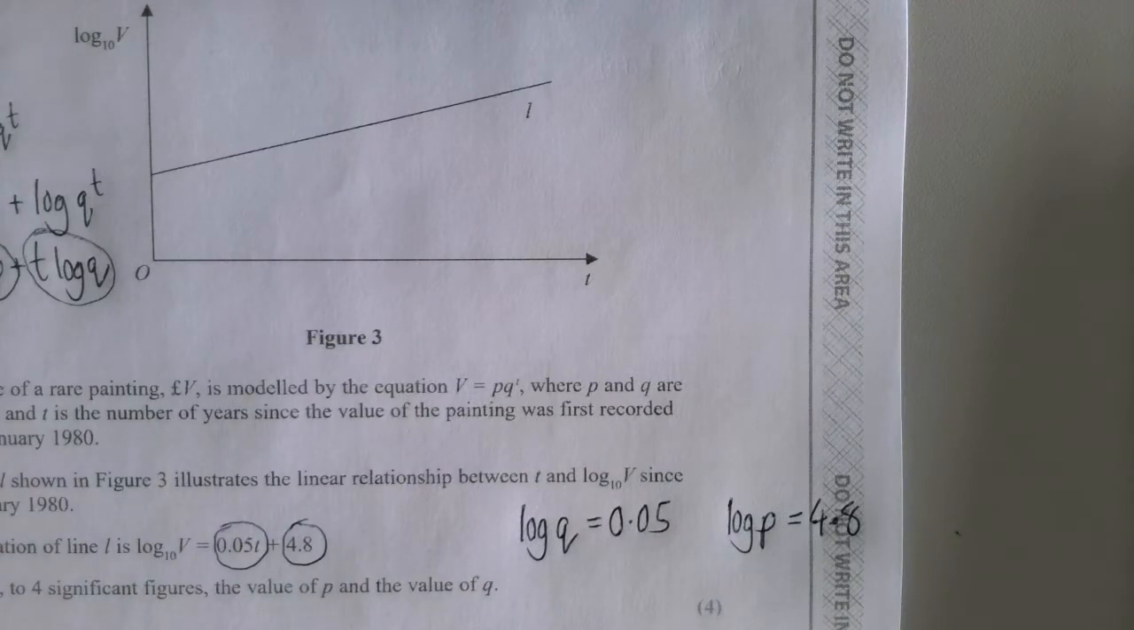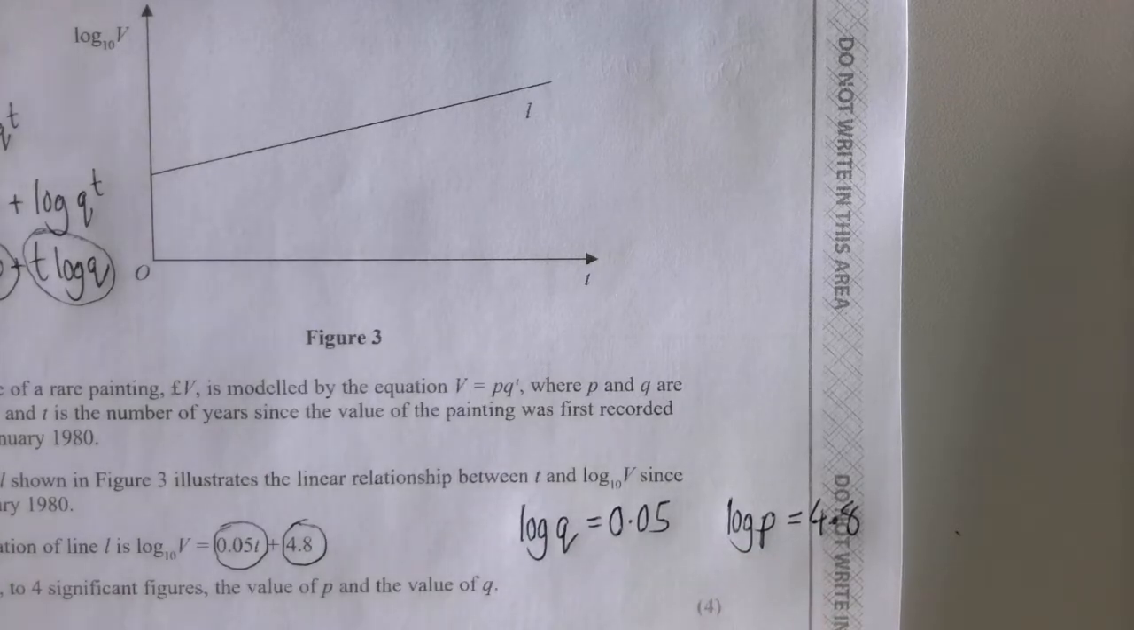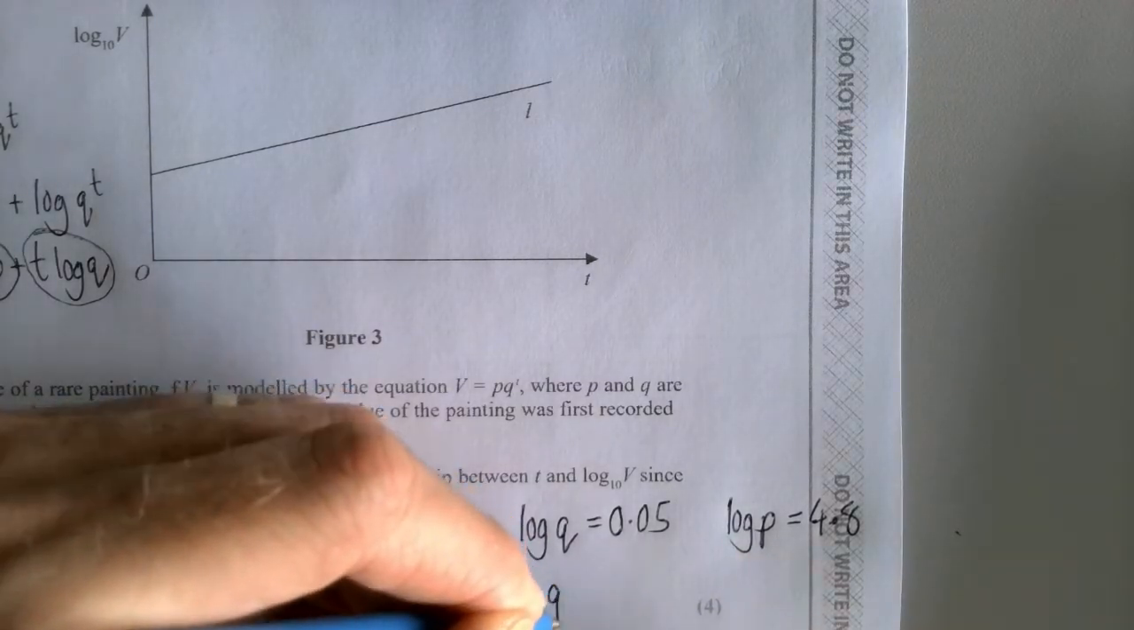Can you remember how to work out the value of q and the value of p? How do we undo logging? This is log to the base 10, so do you remember we do 10 to the power of?